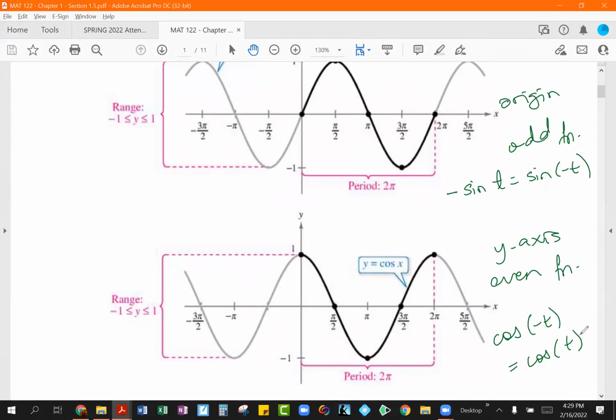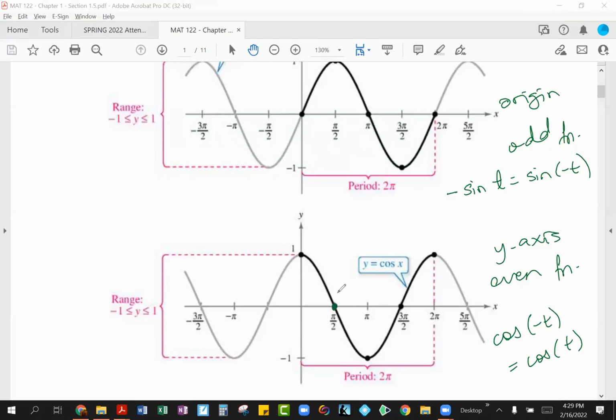So think about this. If you did cosine of pi halves, it will come out to be 0. And this here is negative pi halves. And if we did cosine of negative pi halves, it is still going to come out to be 0.